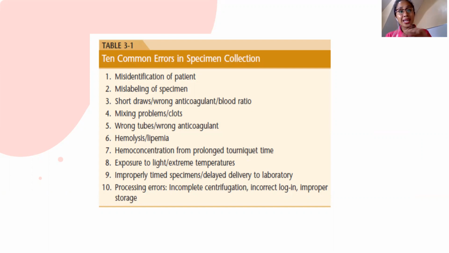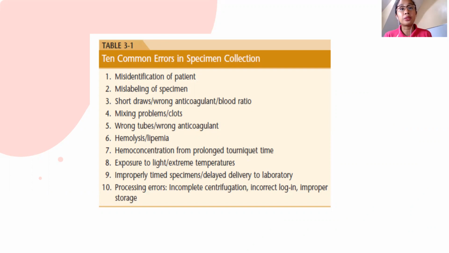Number 4, mixing problems or clots. So, if you're not mixing enough, 8 inversions, ganyan. So, make sure that, gentle inversion lang. So, if this is the tube, gentle inversion lang. So, mixing problems or clots. So, you have to mix it properly. We don't mix like that.